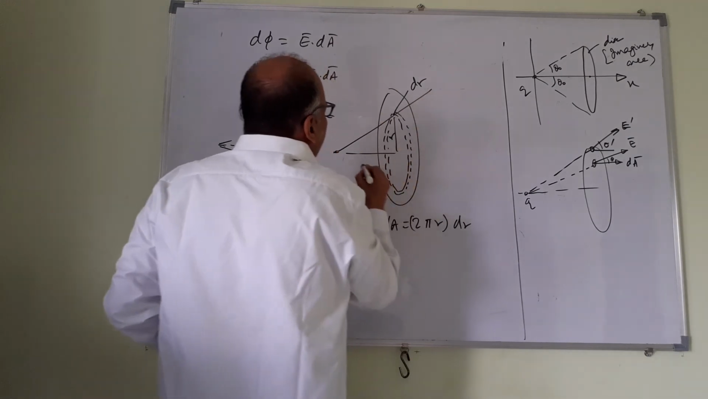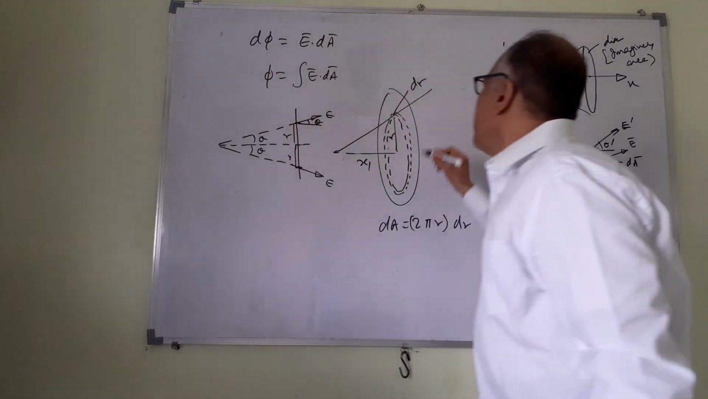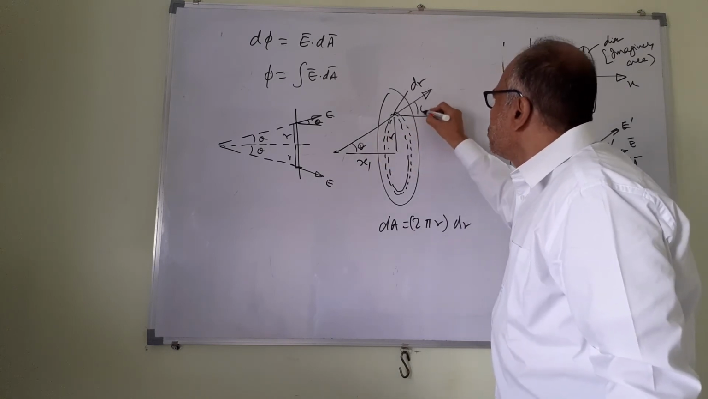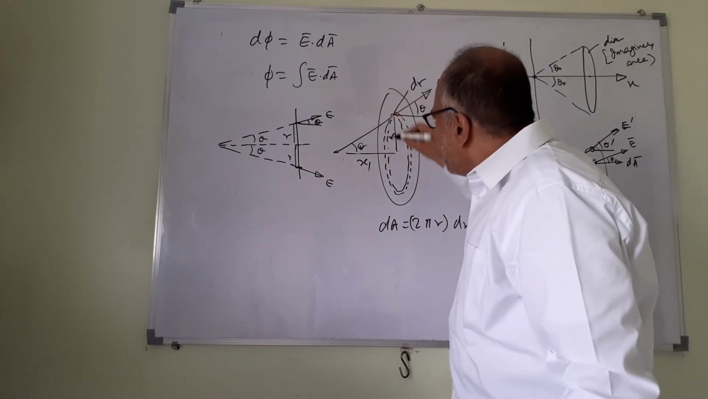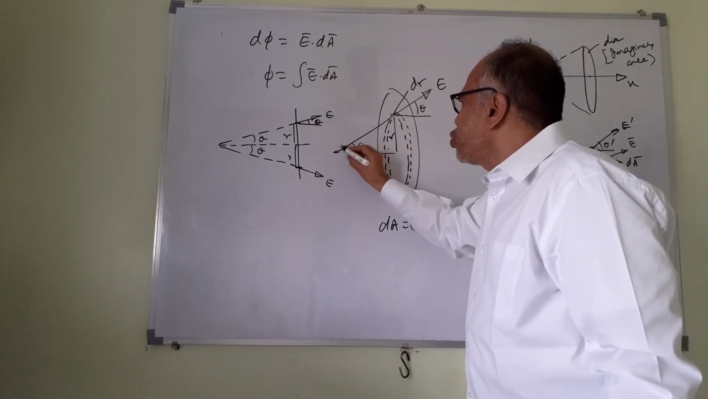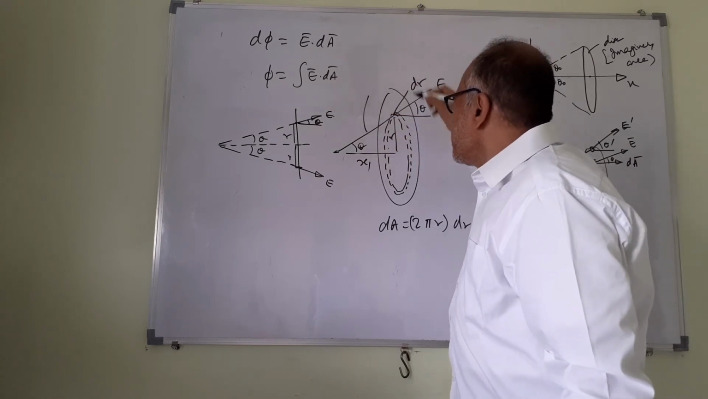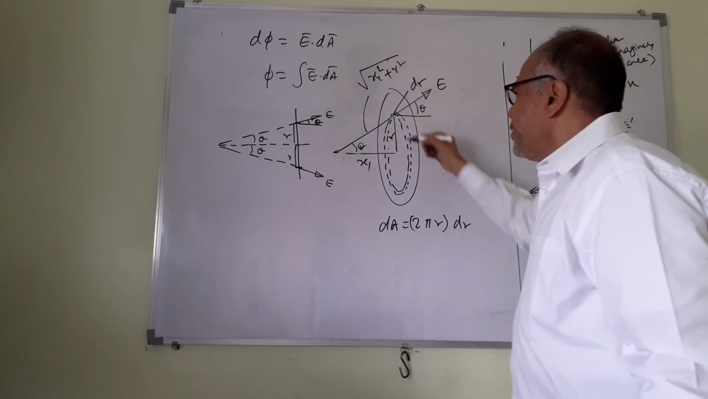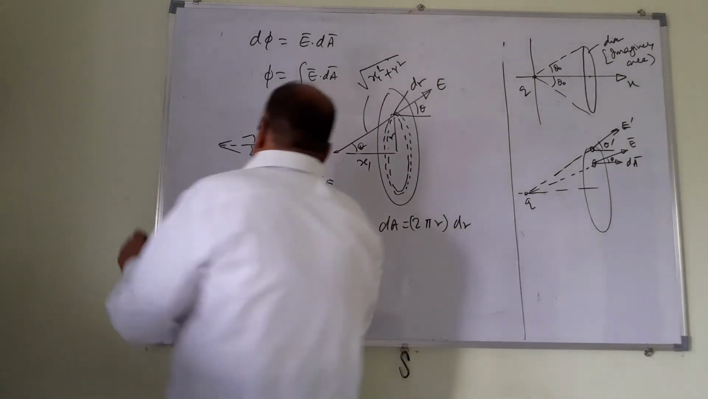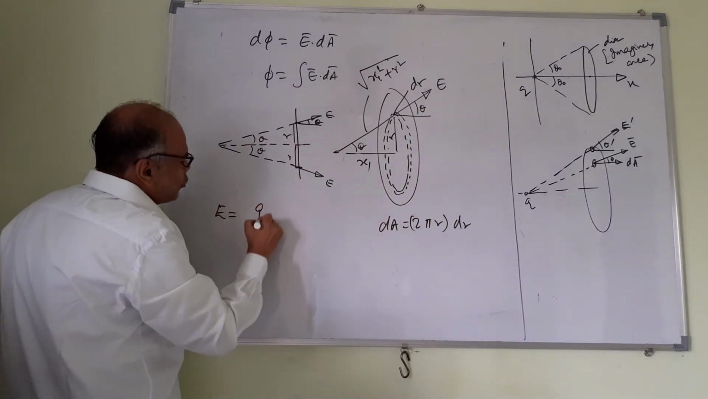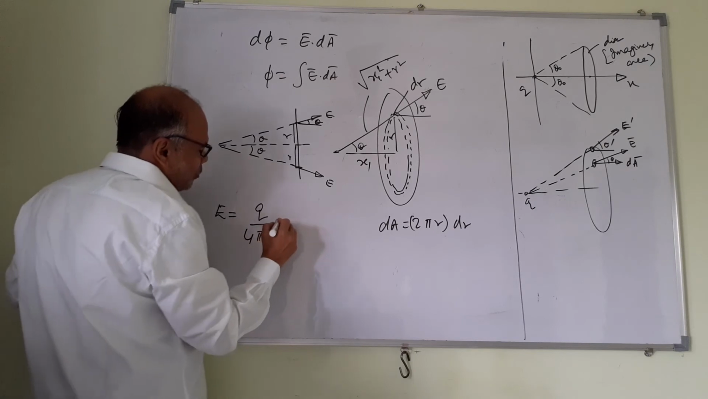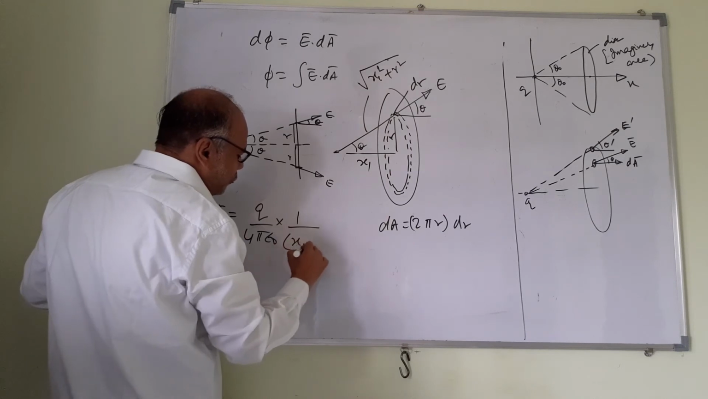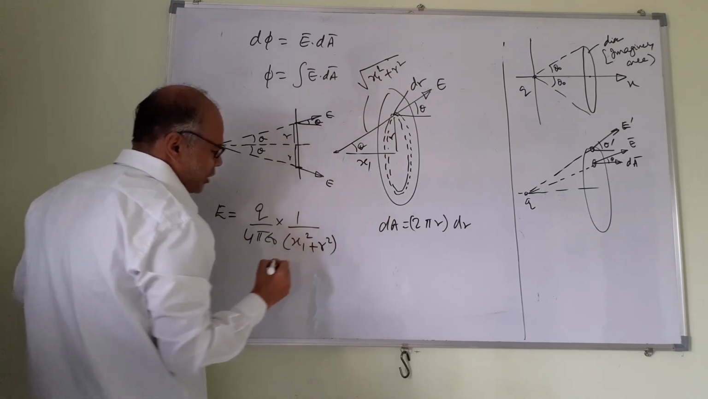Let us say this distance is x1, a constant, and this angle is theta, this is also theta. E at that point would be q by 4 pi epsilon naught times q by this distance squared. This distance is the square root of x squared plus r squared, where r is the radius of the ring. So E would be q by 4 pi epsilon naught into 1 by x1 squared plus r squared.